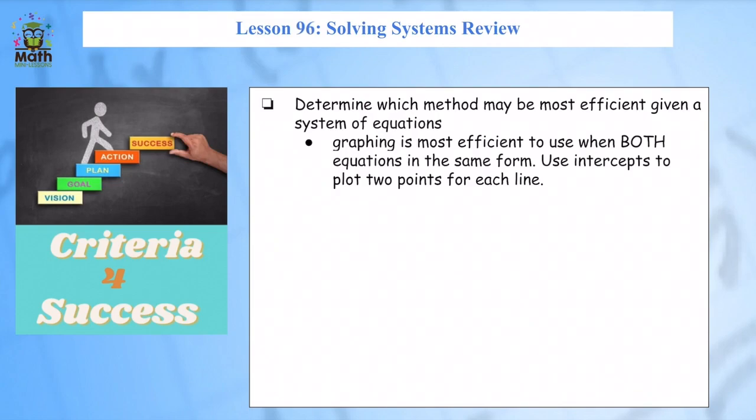Graphing, definitely helpful when both equations are in the same form and I can create the line as long as I have graph paper. I know that seems obvious, so I didn't write it down. If there's graph paper, it might be helpful to graph as well.